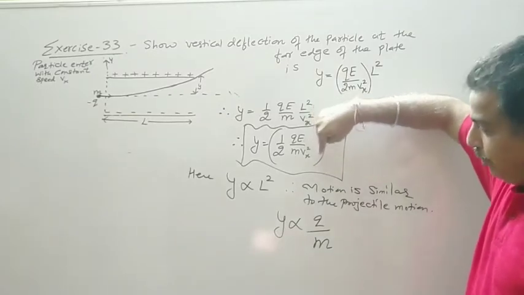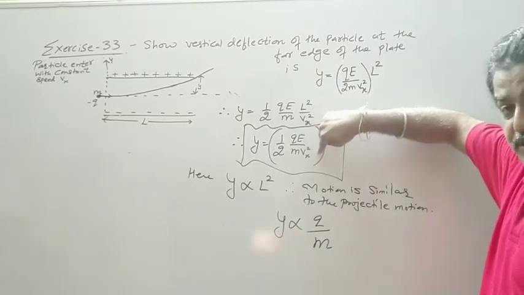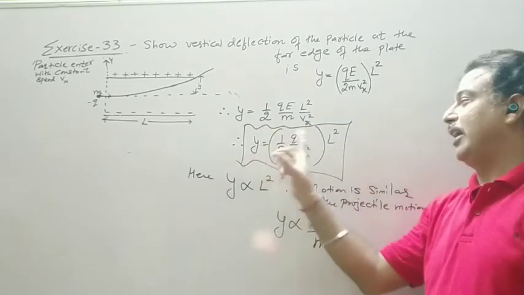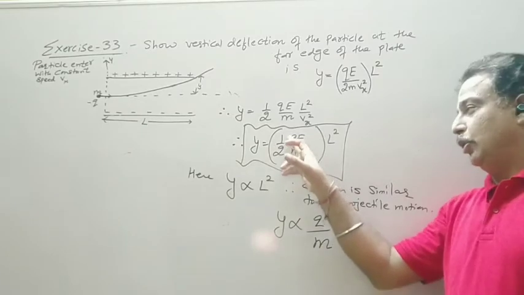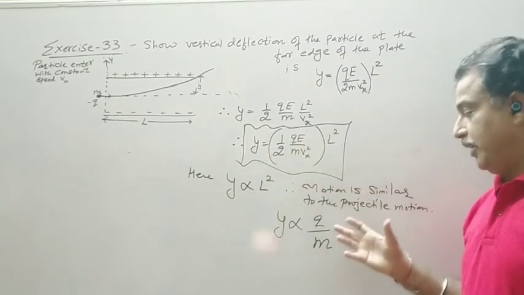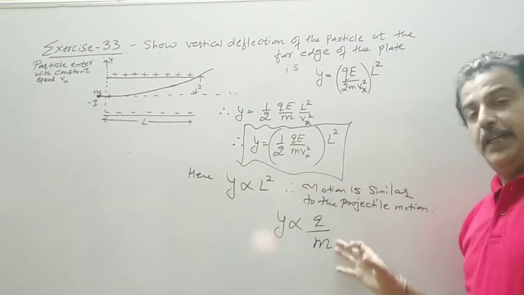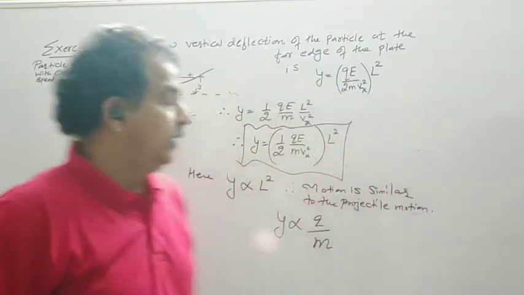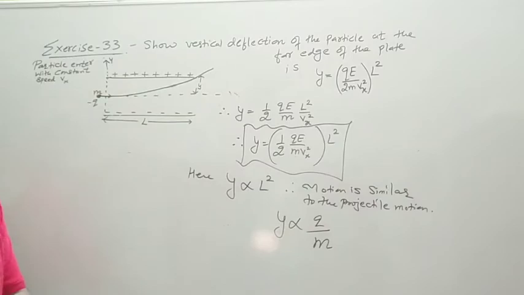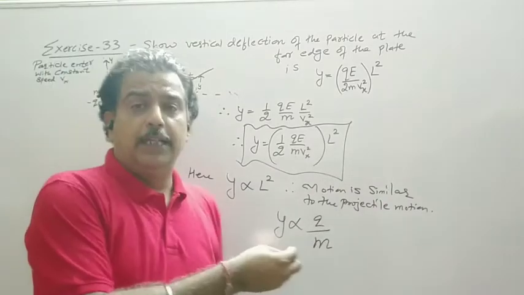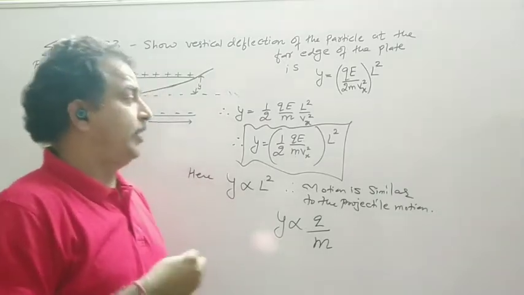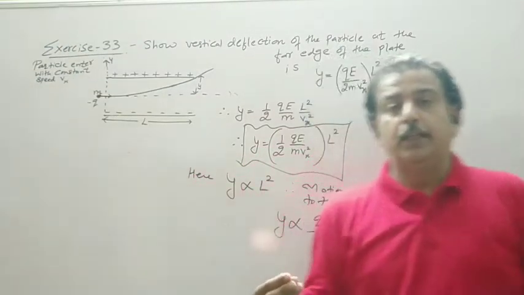Suppose it is given all particles enter with the same speed, and the length of the plate is the same. So now this deflection depends only upon the ratio q by m. So if the ratio of q by m is large, the deflection of that particle will be the maximum, as we have seen in question number 13 or 14. You refer to that question.